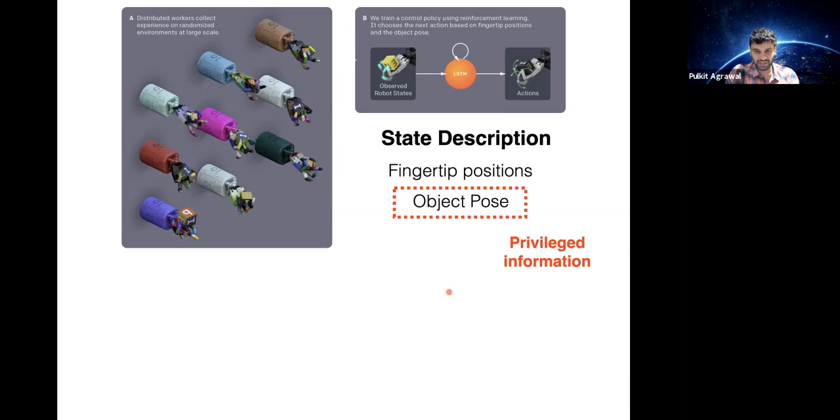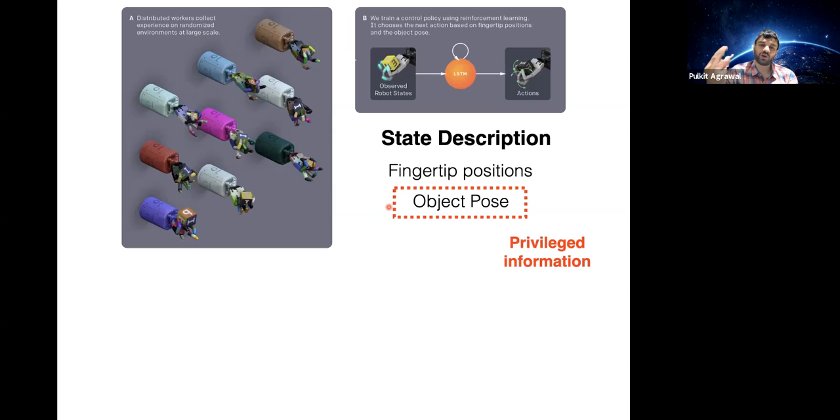I guess I moved to my next slide while trying to open the chat. But yes, I guess the comment was, finger position is accessible, whereas object pose needs to be inferred from camera images. So why is fingertip directly accessible? Because in many robotic systems, there are motor encoders which are present, which can tell me exactly how much the finger moved.